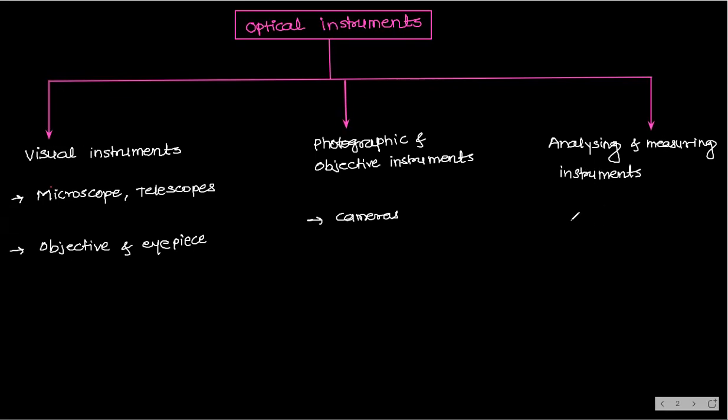And this includes the spectrometer. So after this, what are we going to learn? We are going to learn microscopes and telescopes in this chapter. Cameras and spectrometer are not there. So we have microscopes and telescopes that we will learn. Clear? Understood?